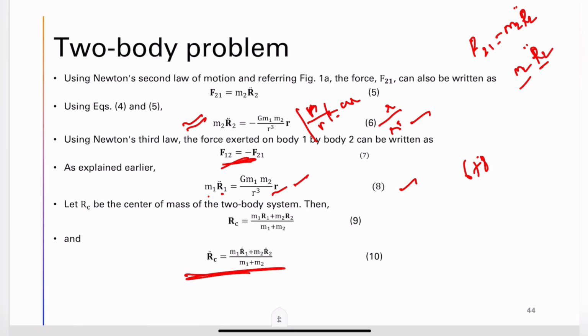Okay. Now, when we are trying to find the center of mass of this two-body system, it is nothing but the weighted average. The vector Rc is equal to m1 r1 plus m2 r2 divided by m1 plus m2. When we want to find the acceleration of this center of mass, Rc double dot is equal to m1 r1 double dot plus m2 r2 double dot divided by m1 plus m2, which we can easily get just by double differentiating equation 9.